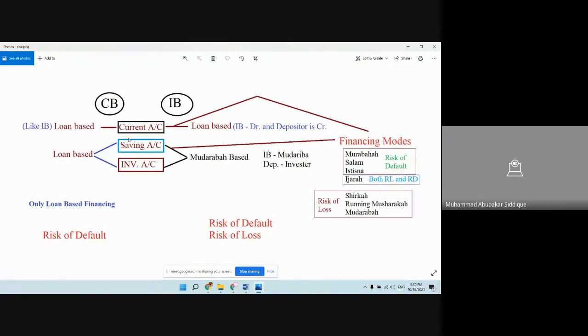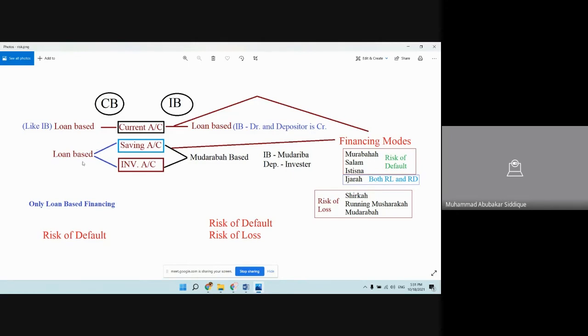But what is the relationship between the banks and the saving account and the investment account? Both accounts are loan based in the conventional banking sector. This is a very important thing to know, that these two accounts, saving accounts and investment accounts, opened in conventional banks like HBL, MCB, UBL, are all opened on the basis of loan.